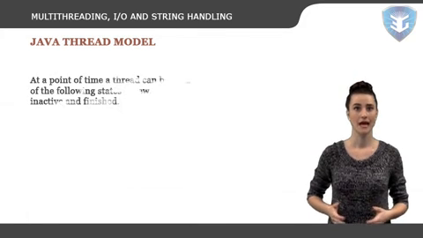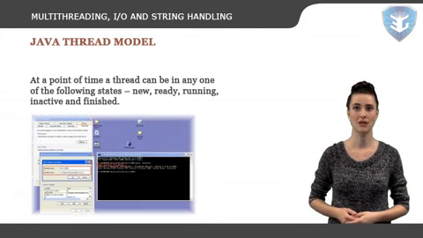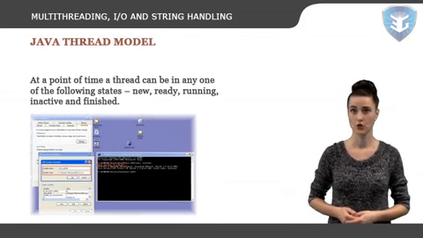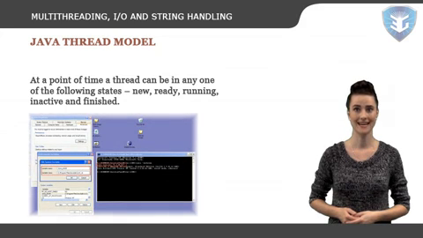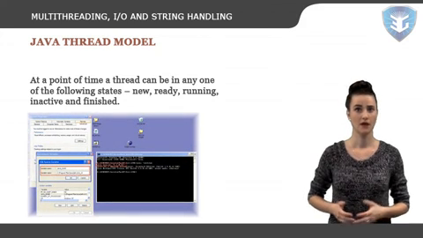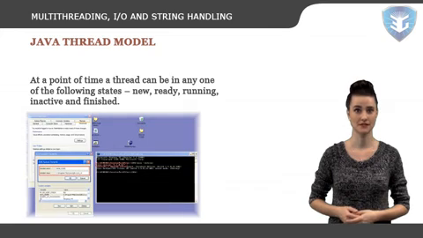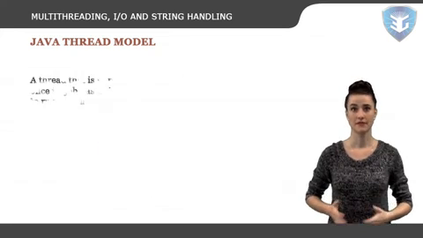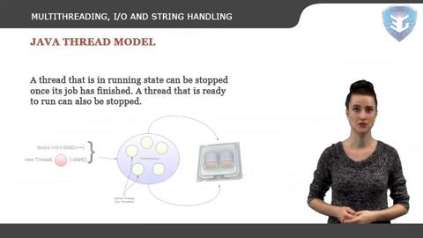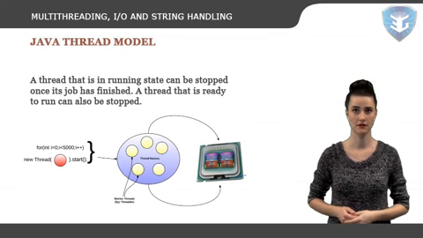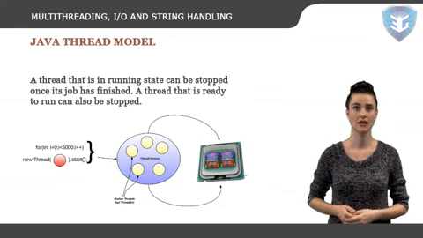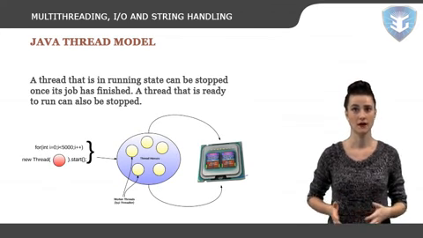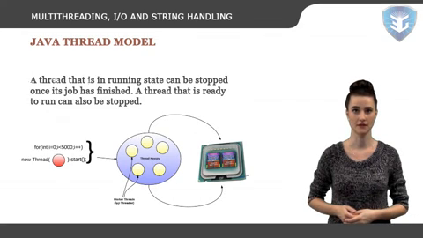At a point of time, a thread can be in any one of the following states: new, ready, running, inactive, and finished. A thread enters the new state as soon as it is created. A thread that is in running state can be stopped once its job has finished. A thread that is ready to run can also be stopped. A thread that is stopped enters the finished state.